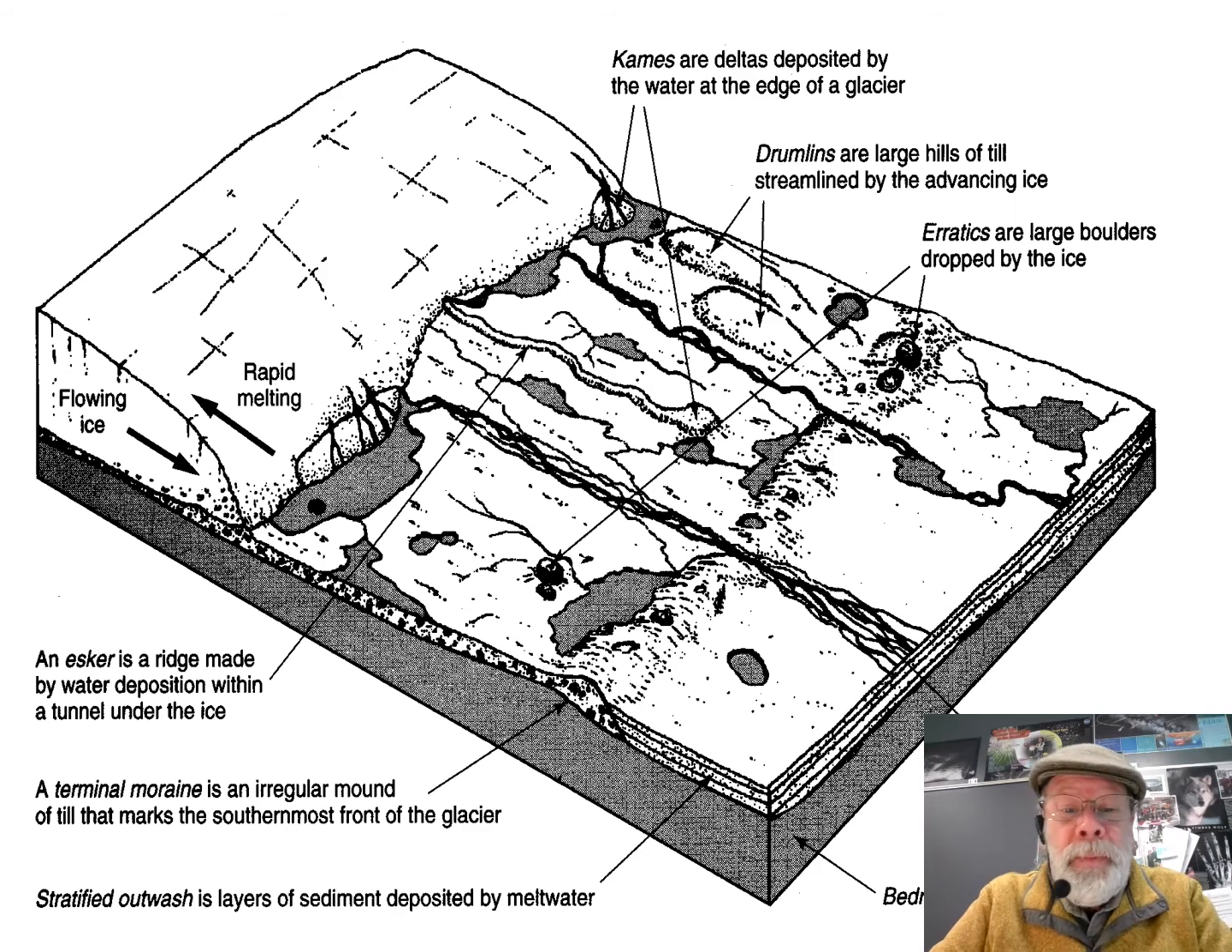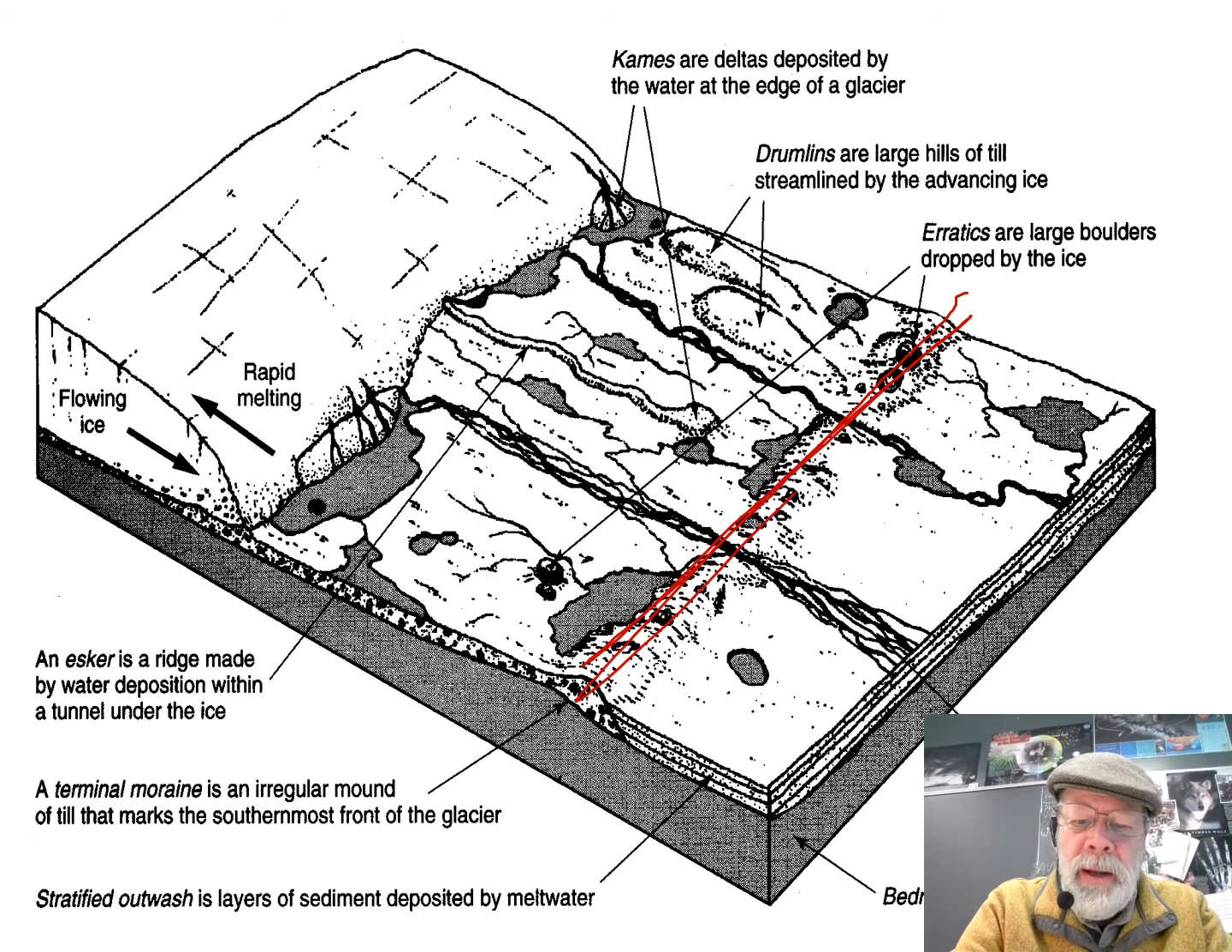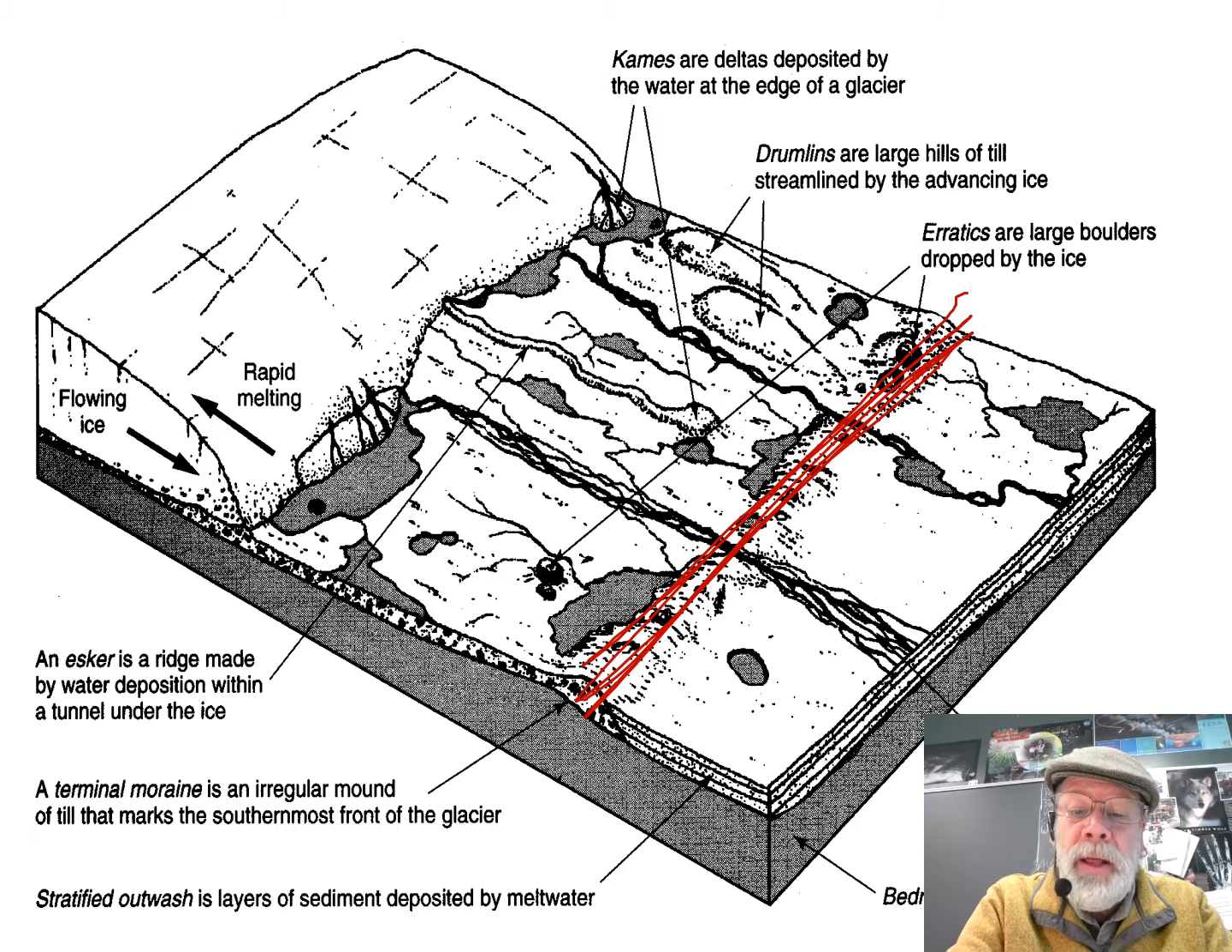Look at that. So that would be the melting edge of a glacier, and you could see all of the various forms that would be left behind. Here would be the terminal moraine, the farthest the glacier ever went. These were old terminal moraines that then got overrun by the glacier again and turned into drumlins.